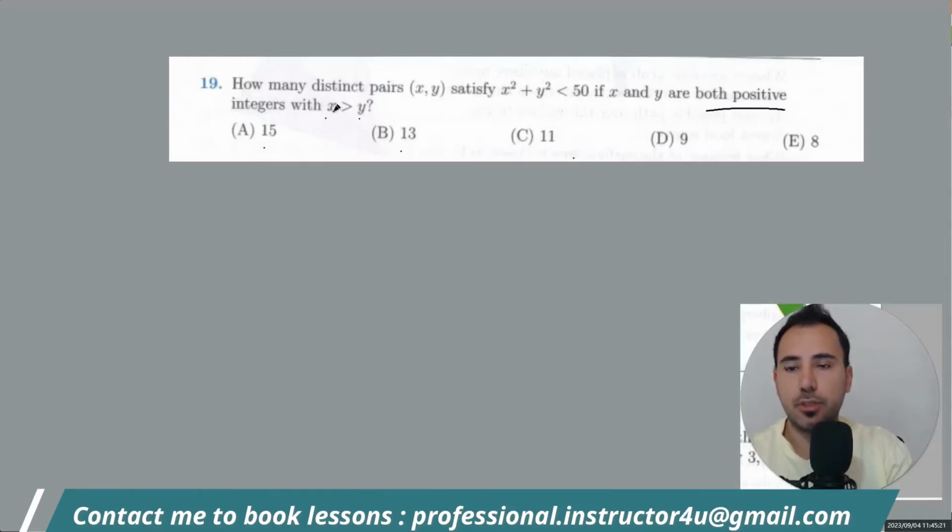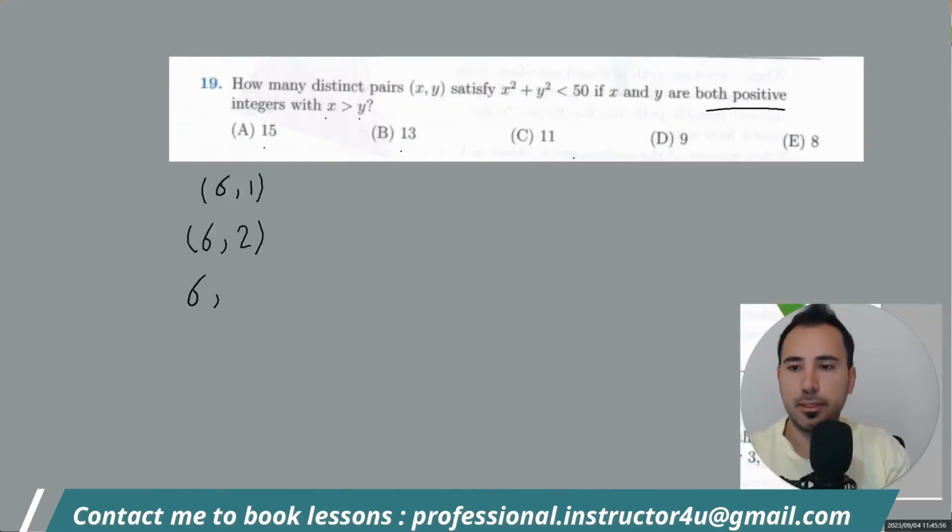I want to just start with the largest x being 7. And how about this? Can x be 7 and y 1? It will be 50, okay? But it's supposed to be smaller, so this is out. Okay, so we can't have 7 here. Let's just start with 6, okay? x being 6, y being 1 becomes 37, which is smaller than 50. Okay, 6 and 2 becomes 40, still smaller.